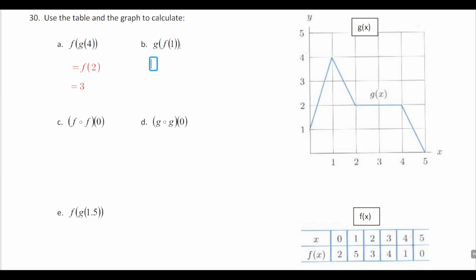30b, we're going to evaluate f of 1 first. So f of 1 is going to be 5. So then we're going to evaluate g of 5, which from the graph, we can see g of 5 is 0.